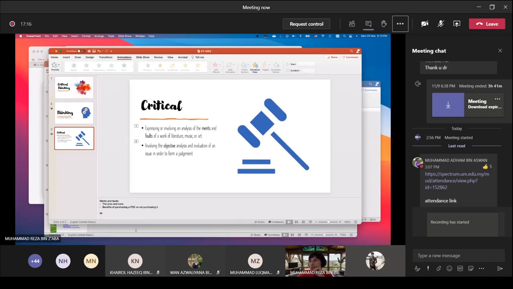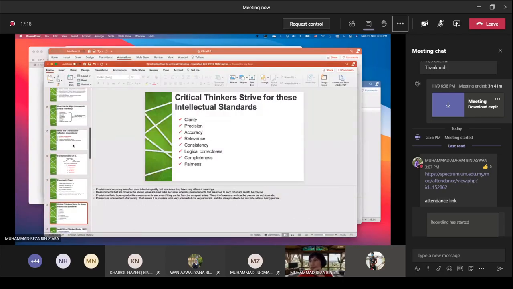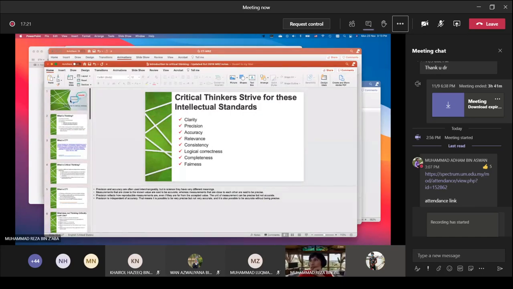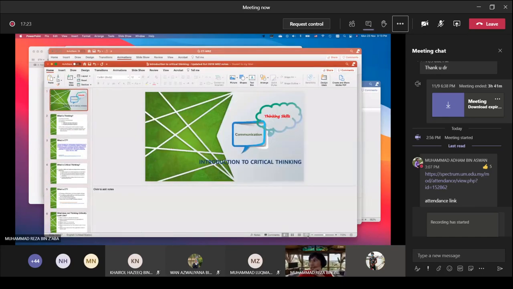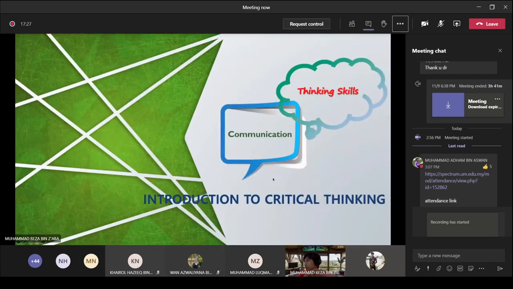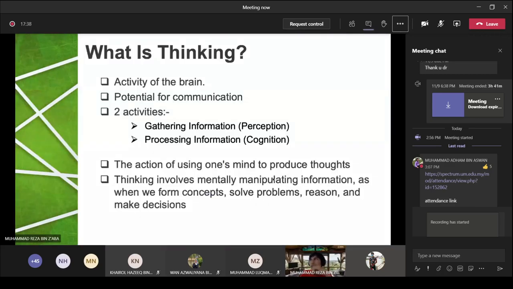So there are slides uploaded on Spectrum. I did not make a slide, okay, but you just go through and I'll just highlight the things that I think should be highlighted. So we have already looked at this. What does thinking mean?